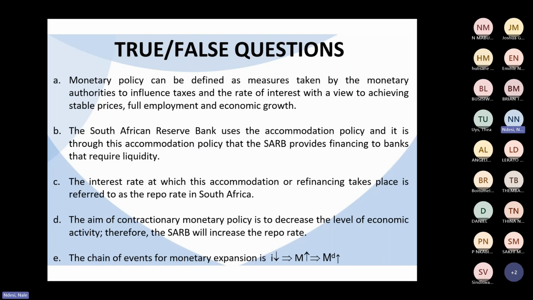So this is the last part of the question. So I need you guys to engage. This is a true or false question. So the first question is, monetary policy can be defined as measures taken by the monetary authorities to influence taxes and the interest rate with a view of achieving stable prices, employment and economic growth. Is the statement true or false?